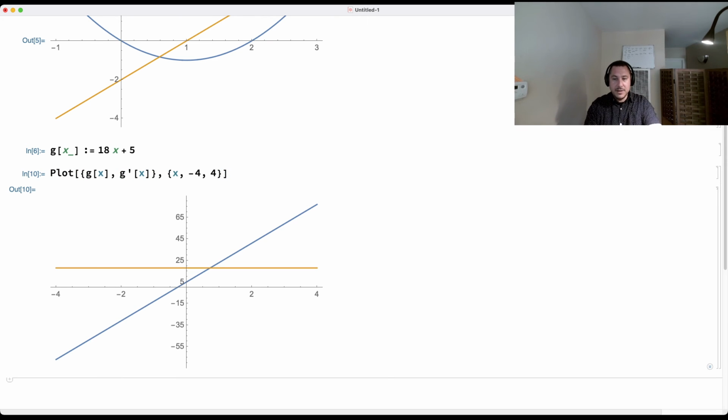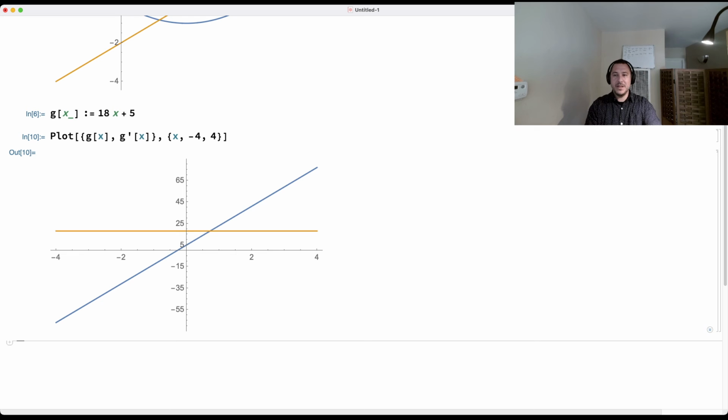Oh my god, look. The derivative is always a positive number. Why? Because the original function is always increasing. Here, how would you make this function always decreasing? 18x plus 5 is always increasing. How would you make the line always decreasing?